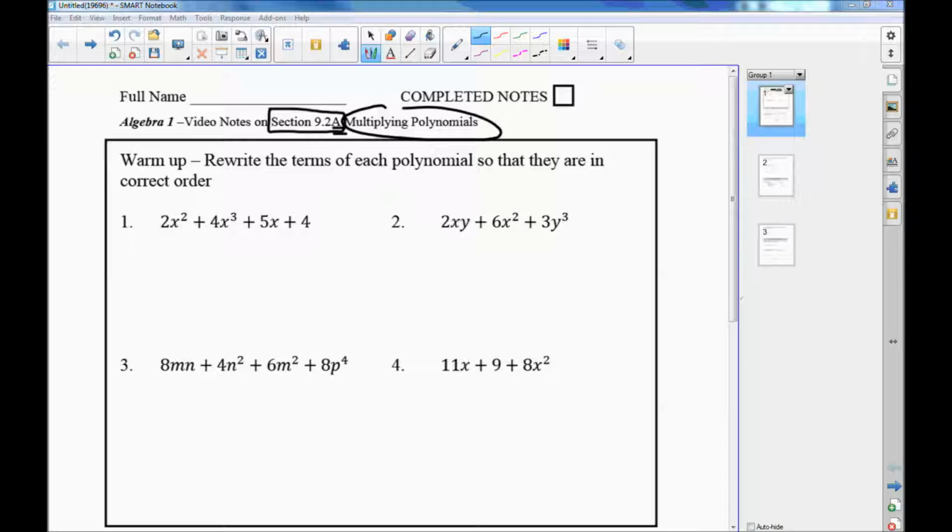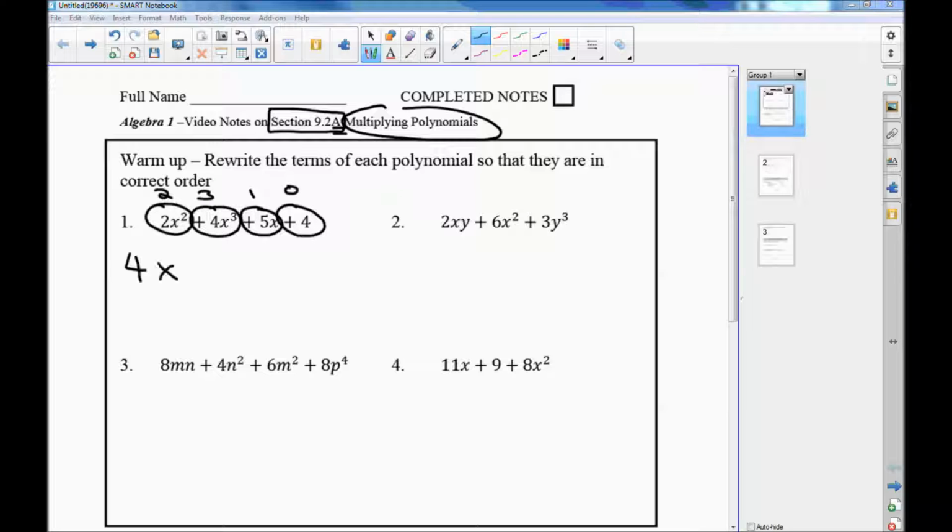All right, so your warm-up was to rewrite the terms of each polynomial so that they are in the correct order. So right now we have a 4-term polynomial. This has degree 2 for this term. Second term has degree 3. The third one has a degree 1, and the last one has degree 0. So we need to reorder it in decreasing degree order.